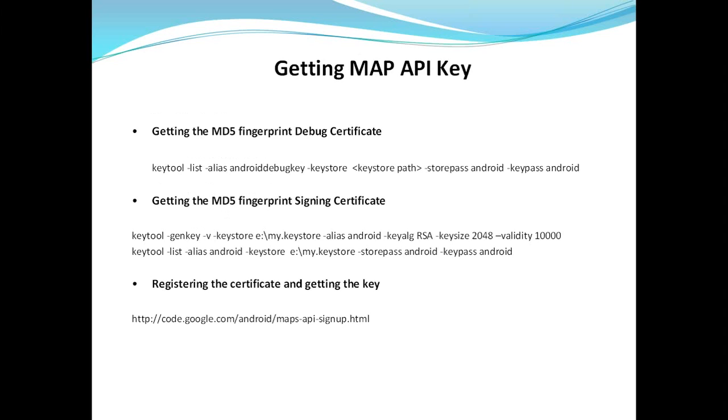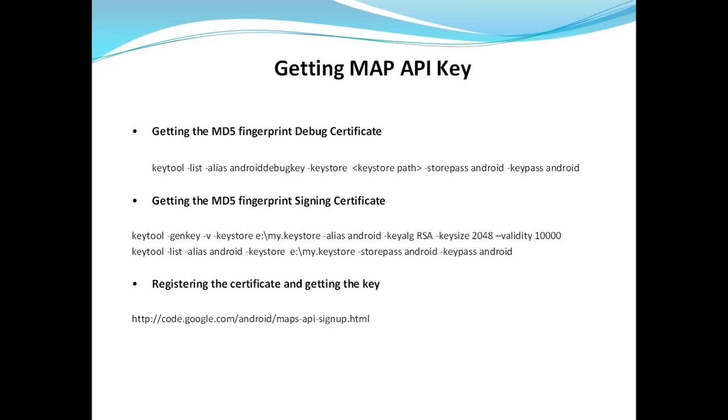So for getting the Map API key, we first need to get the MD5 fingerprint debug certificate. Now, there are two types of certificates. One is the MD5 fingerprint debug certificate. Second is the MD5 fingerprint signing certificate. The use of both certificates is that we need to register the certificate and get a Map API key to use it in our application.